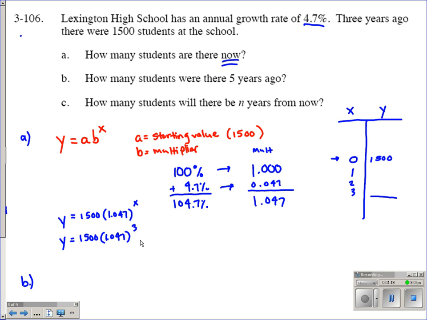You can go ahead and type that into your calculator. Make sure you're careful when you do it. And you should end up with the value 1,721.4596... We're talking about the number of students, so we're not going to include a decimal as our answer. Let's round it to the nearest student, which would be 1,722 students now.